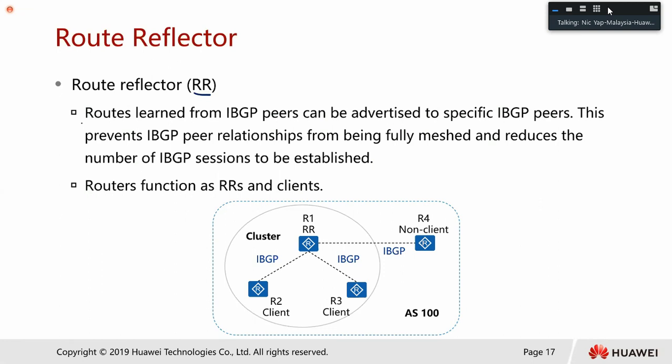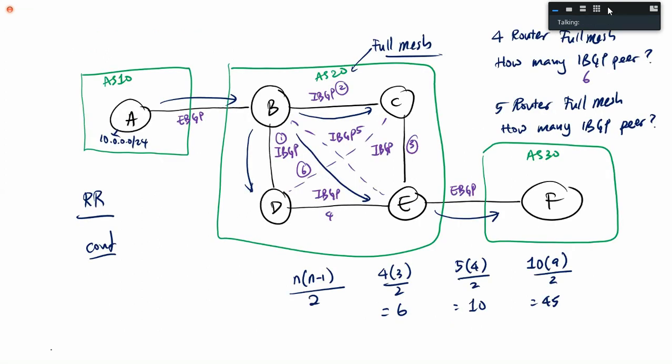So routes learned from iBGP peers can be advertised to specific iBGP peers, and this prevents the iBGP peer relationship from being fully meshed and reduces the number of iBGP sessions to be established. This is what I just emphasized, because route reflectors just reflect the information to the peers, and routers function as an RR and client. So you just have to specify the routers. One of the routers becomes the RR. The rest are clients.